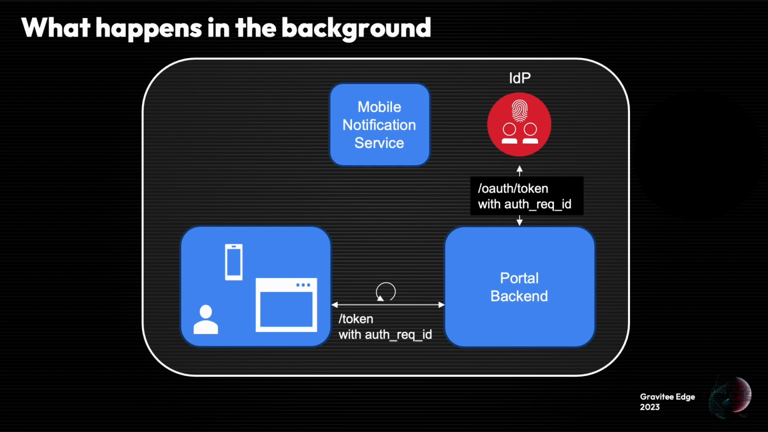When the browser is waiting for the user to acknowledge the notification on the mobile device, it calls this token API on the portal backend at a reasonable interval. With this API, it sends this auth request ID. Then the portal backend in turn calls the OAuth token endpoint on Gravitee. However, as the user has not yet acknowledged the mobile notification, Gravitee will not return the access token, and obviously the browser will also not receive the access token.